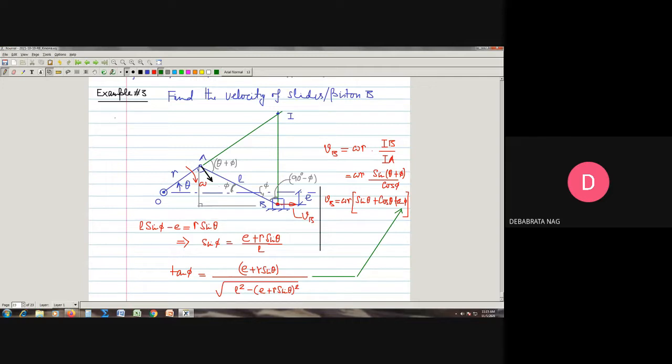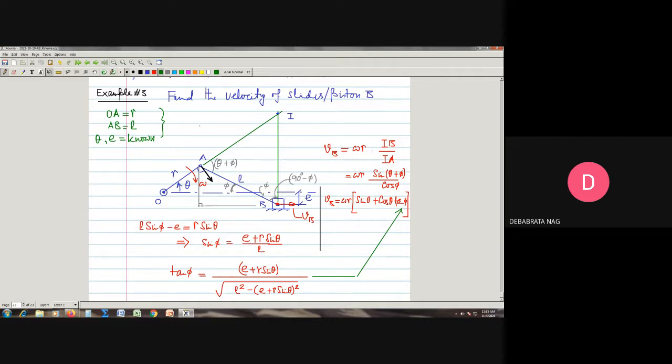That means we know the dimension OA is equal to R, we know L, AB is known to be equal to L, E is known, and of course E and theta both are known. So under such circumstances, we can find out, for given omega, the velocity of the point.